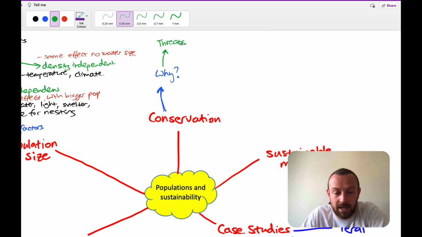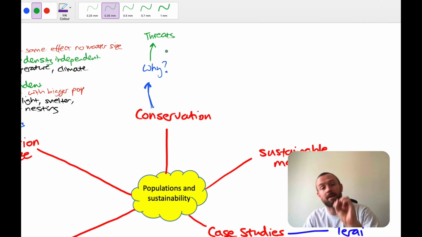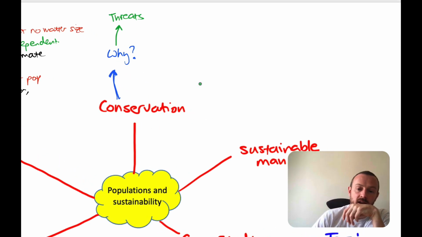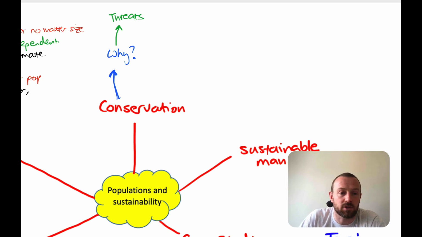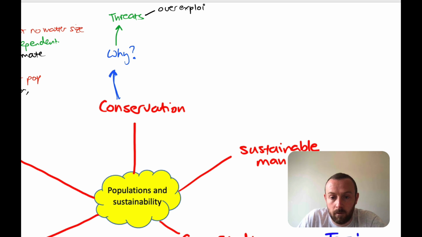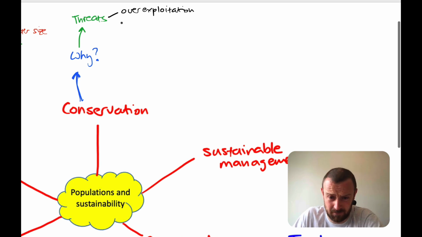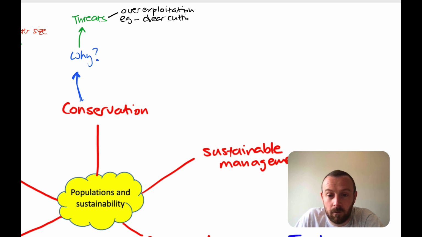It would be great if we didn't need to actively do conservation. So conservation is about doing something actively to maintain biodiversity. And it would be great if we didn't have to do this. But we do because there's lots of threats to biodiversity. Here are the top three listed in this module. We've got over-exploitation. And this could be of forests, for example, clear cutting forests completely and then not replanting them, or overfishing.